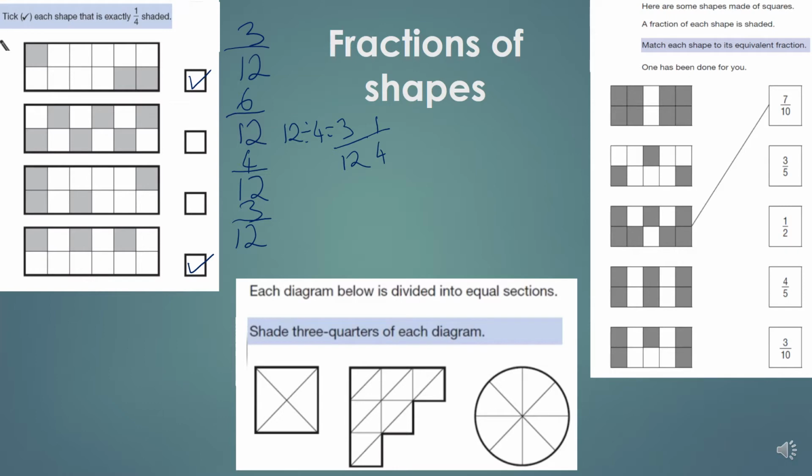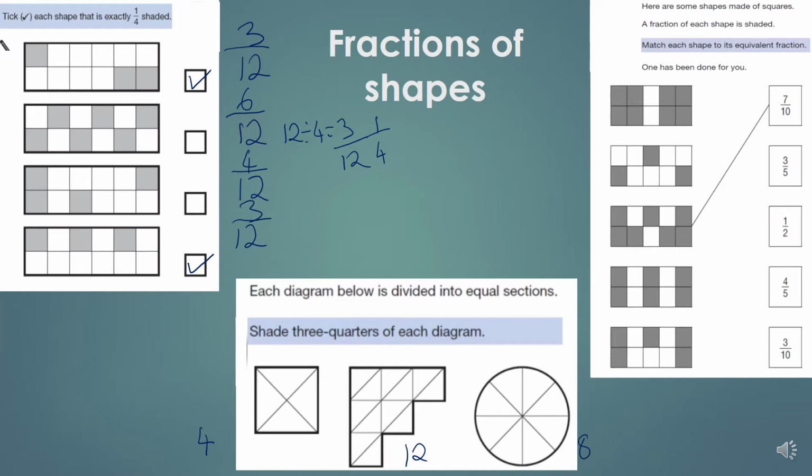Each diagram below is divided into equal sections. So shade 3/4 of each diagram. Let's find out how many sections there are in each diagram. We have 1, 2, 3, 4. 1, 2, 3, 4, 5, 6, 7, 8, 9, 10, 11, 12. And 1, 2, 3, 4, 5, 6, 7, 8.